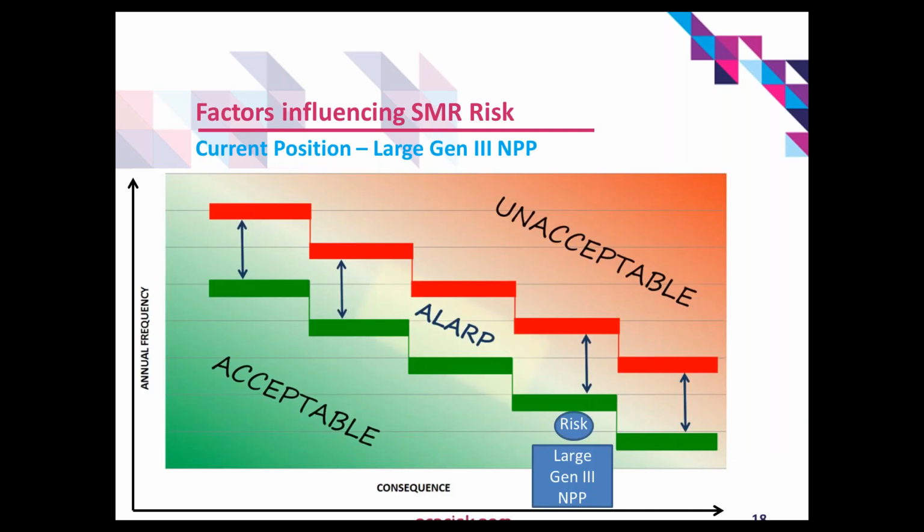So what do we know? First of all, I would like to start with what we know about the risk today. What are the factors influencing the SMR risk? To look at those, we first have to look at what we know. The risk of a large nuclear plant sits in the acceptable region, where there are higher consequences but the frequency of those consequences is very low. So are SMRs in the unacceptable region, the alarm region, or the acceptable region? Let's look at the factors that influence that risk to understand it better.